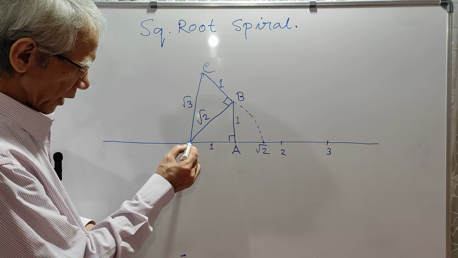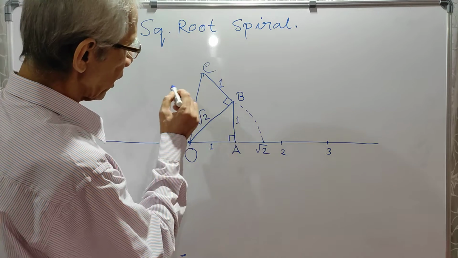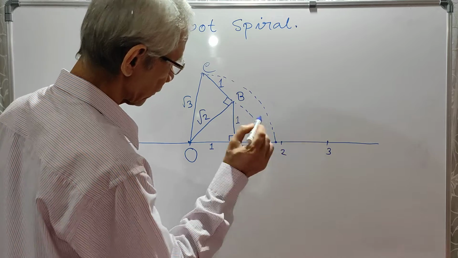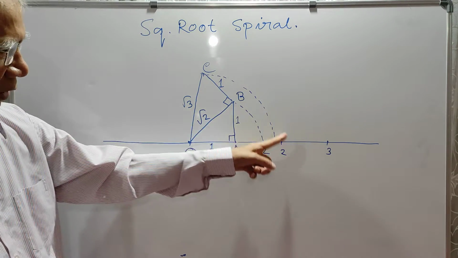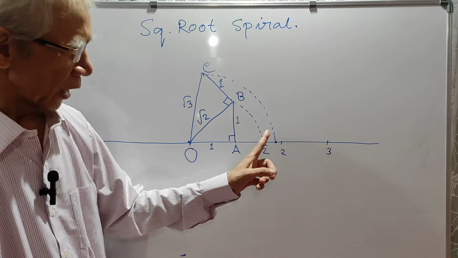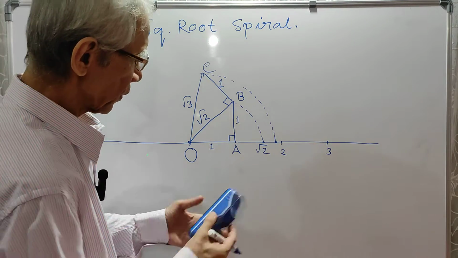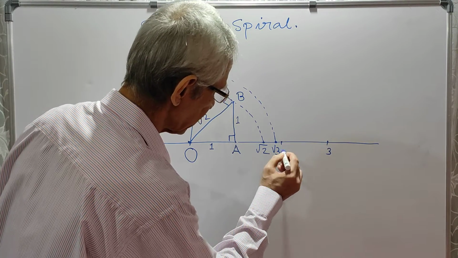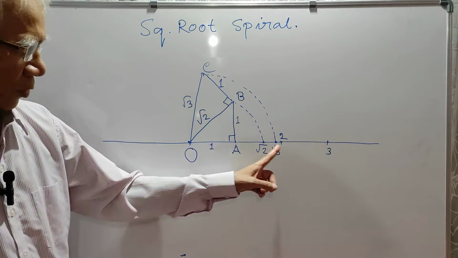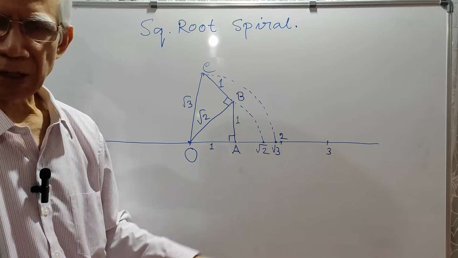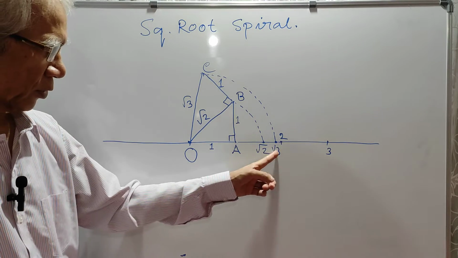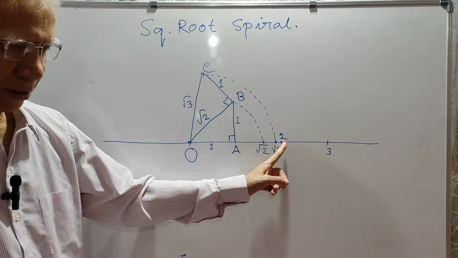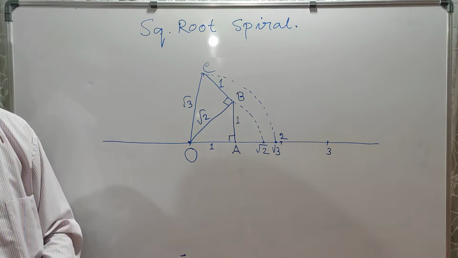Then taking O as center and this OC as radius, we draw an arc. This arc will cut the number line at this point. This point is the location of root 3. So root 2, root 3. Root 2 actually is 1.41 and goes on, and root 3 is 1.732, etc. So lying between 1 and 2, more than 1 but less than 2. So this is how we have located root 3.